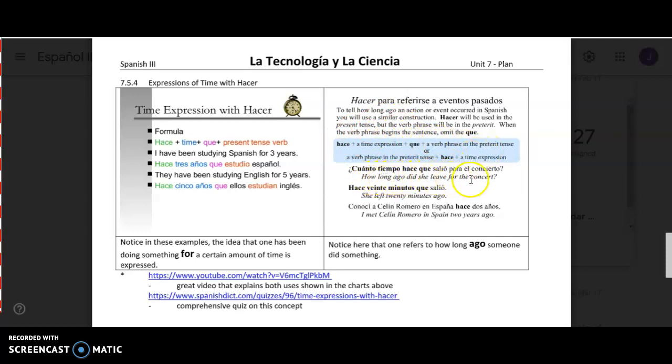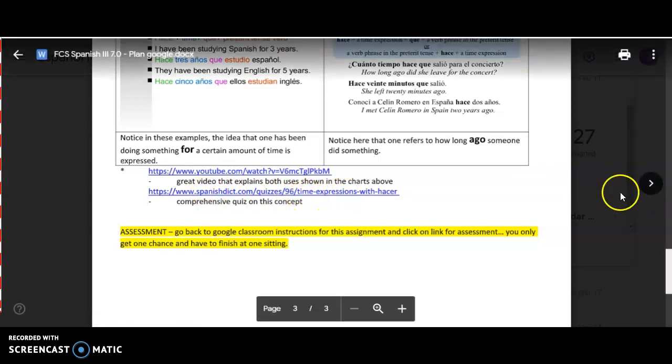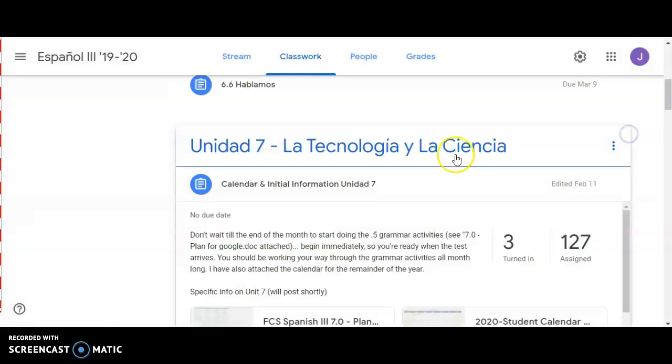How long ago did she leave for the concert? In Spanish, literally, you would say, how much time does it make that she left for the concert? You've got a YouTube video here, and again, you have some activities to practice it. So that's the grammar for this month.